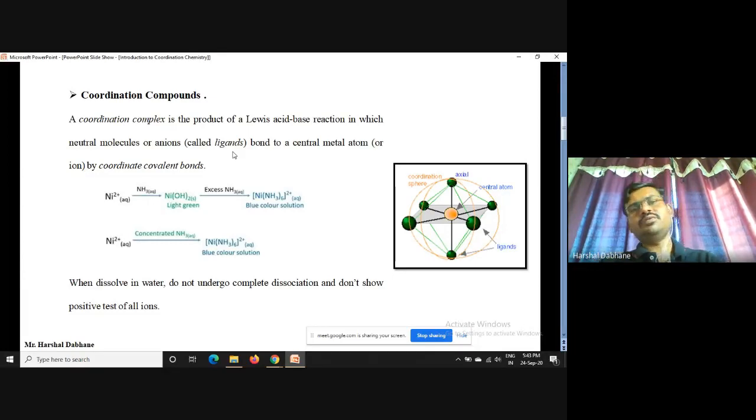Now we are going to think about the bonding between the metal and the ligand. We have the metal, which has empty orbitals, and the ligand, which has filled orbitals, or an electron pair available for donation.